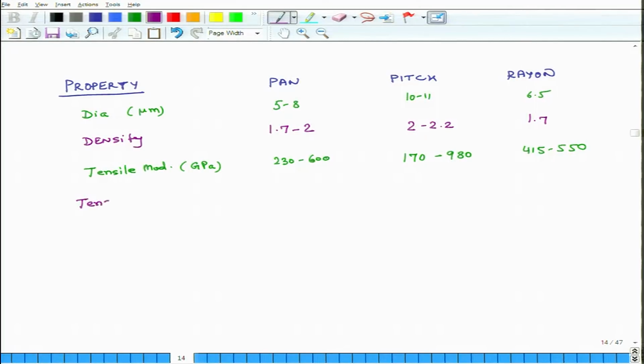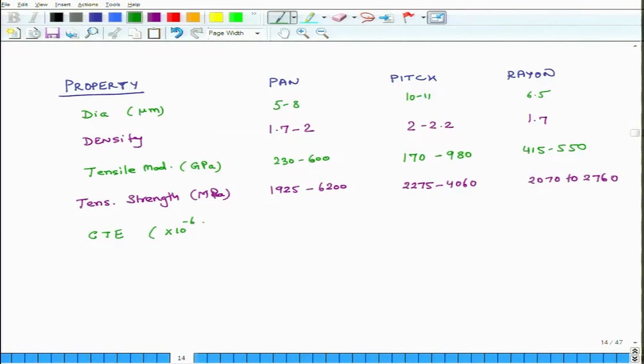Tensile strength, and this is in megapascals. So, this is 1925 to 6200, 2275 to 4060, and this is tighter, 2070 to 2760. Okay. And then we will look at coefficient of thermal expansion, in units of 10 to the power of minus 6 per degree centigrade, and this is important to remember.